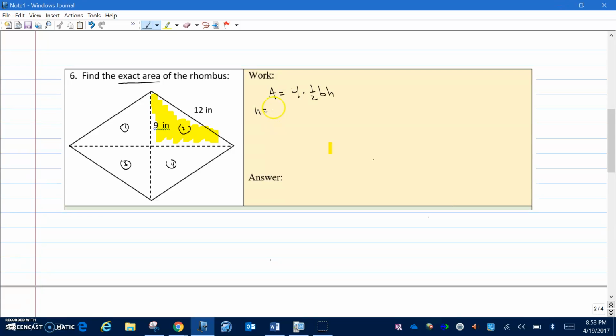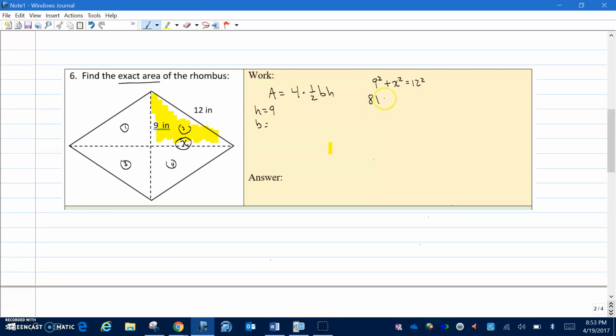All right, so the height is going to be 9. Now, what I need to find is the base. And the base is going to be this side right down here. So we're going to use the Pythagorean theorem to help us out there. So we've got 9 squared plus that x squared that we're looking for equals 12 squared.